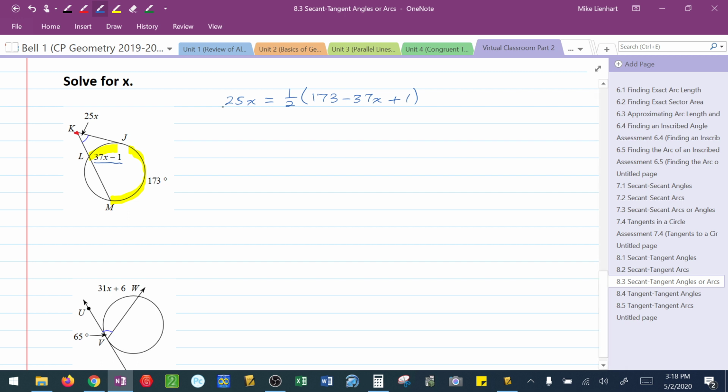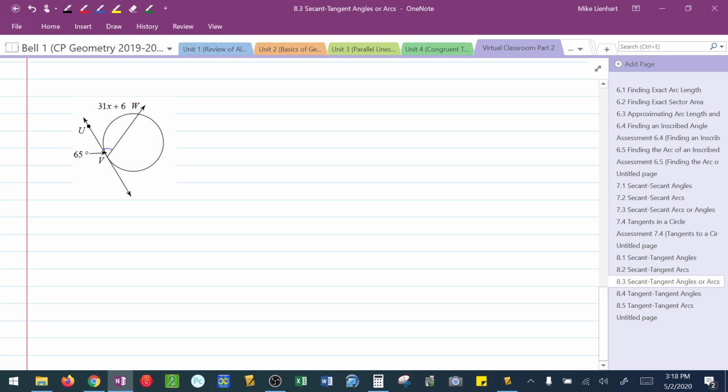Okay, I'm going to double 25x, so that would be 50x is equal to 173 plus 1, that would be 174 minus 37x. All right, add 37x, so that gives me 87x is equal to 174. Divide by 87, I get x is equal to 2.